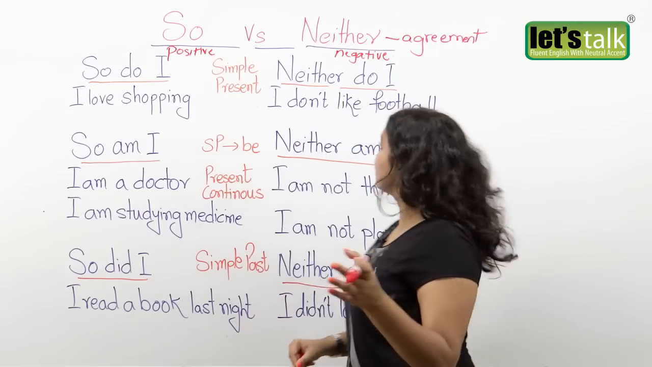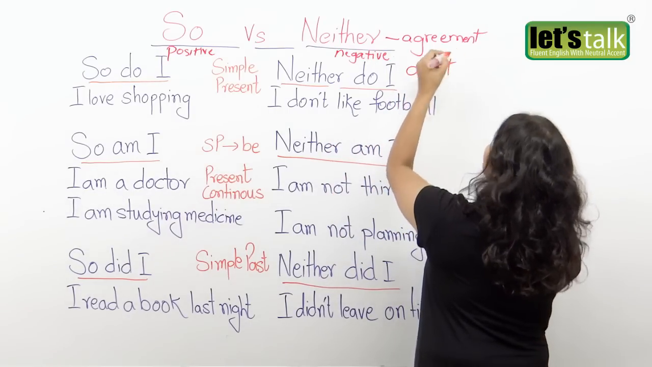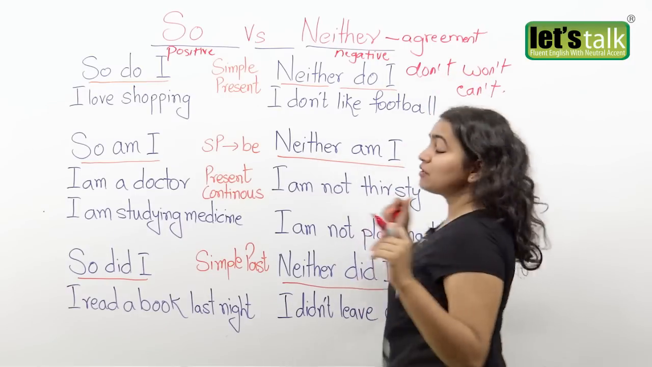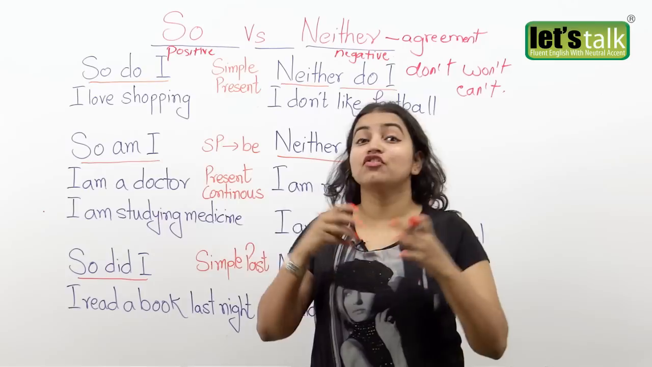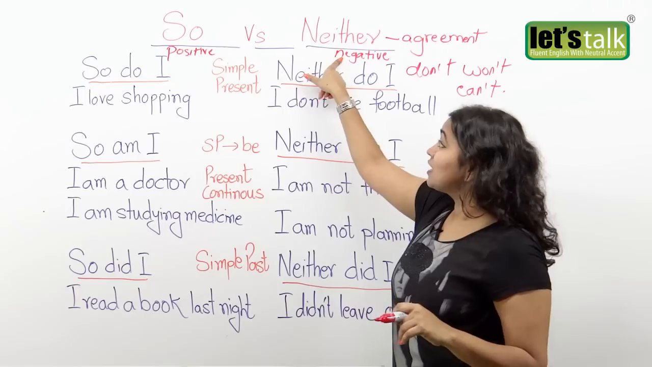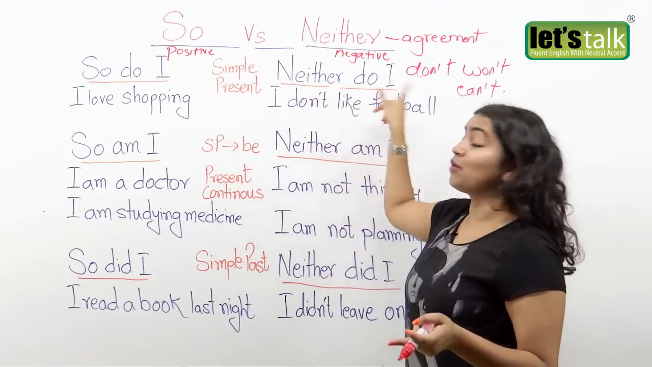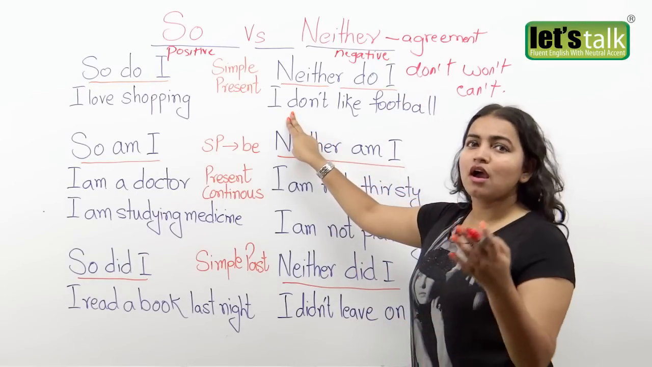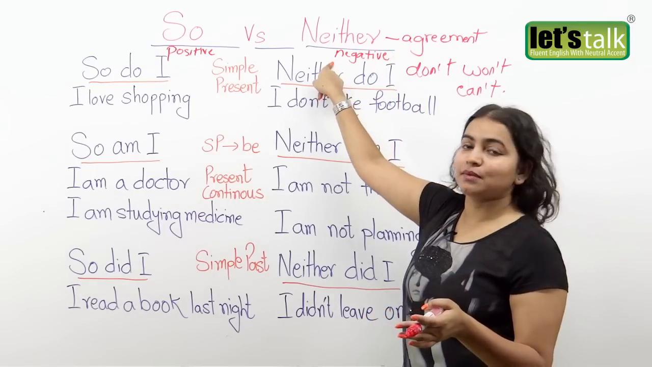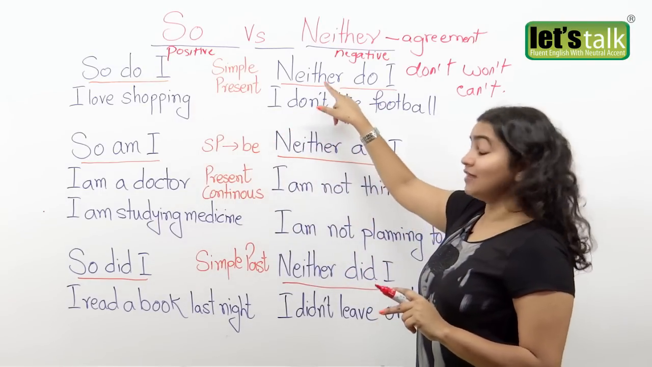Now, what is a negative statement? Negative statements are those statements wherein we use the short form of the word not. So don't, won't, can't. Statements with these kind of words, with the short form of the word not, there are several of them, are negative statements. Okay, so when you have a negative statement in the simple present tense, your response to that statement will be neither do I. For example, when someone tells you, I don't like football, you are agreeing to that. You are agreeing to a negative statement, which is in the simple present tense, and therefore your response to that would be neither do I.